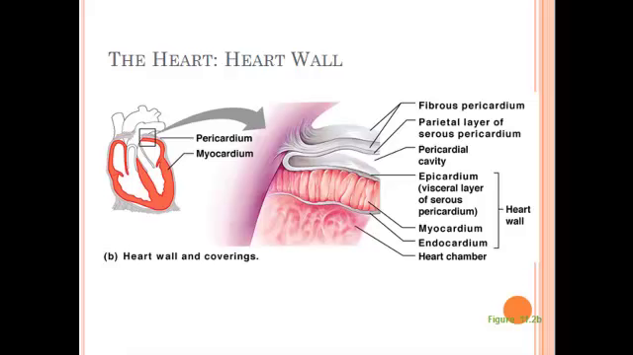On the outside here we have what's called the fibrous pericardium. And this is a fibrous membrane that holds the heart in place, attaches it to the walls of the thoracic cavity. Underneath that we have the parietal layer of the serous pericardium. And then we also have the visceral layer of the serous pericardium.